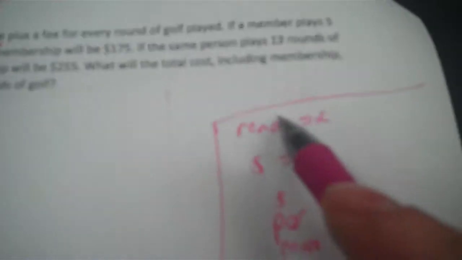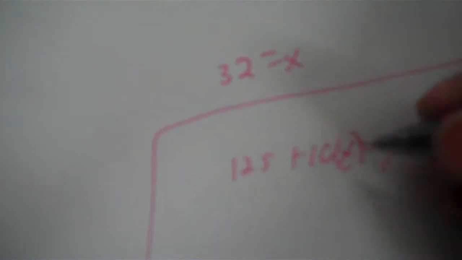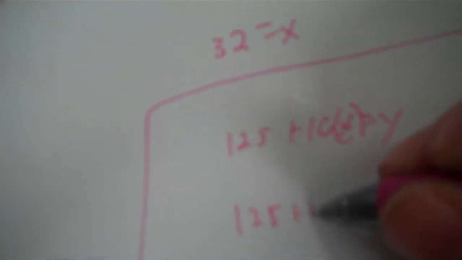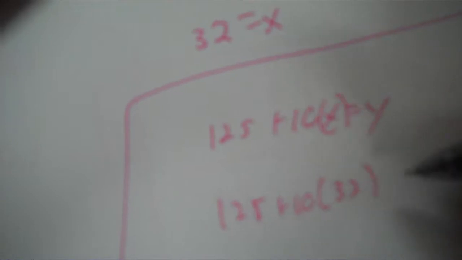Okay, so now I can write the equation. 125 plus 10x equals y. 32 rounds. Okay. So rounds is x, so we need to put that in. We need to keep referring to this to see where the number goes. So 125 plus 10 and 32 equals y. 125 plus 10, 32, and that gives me $445.